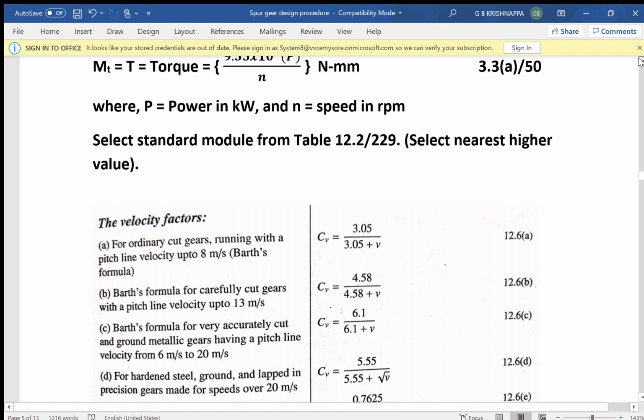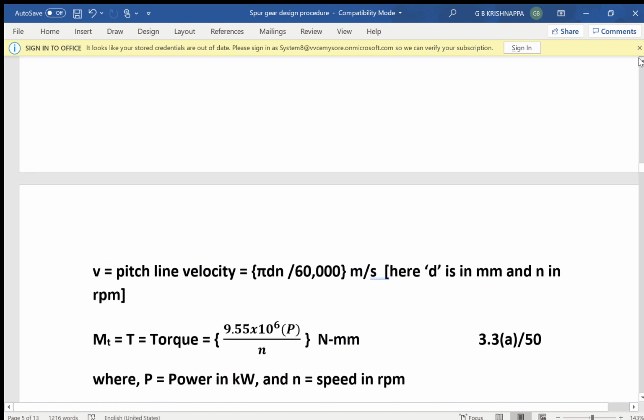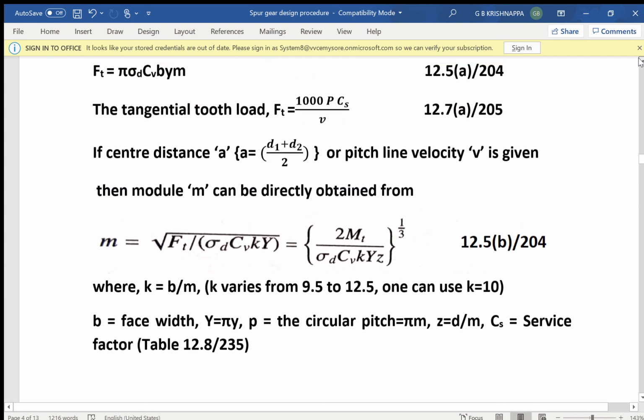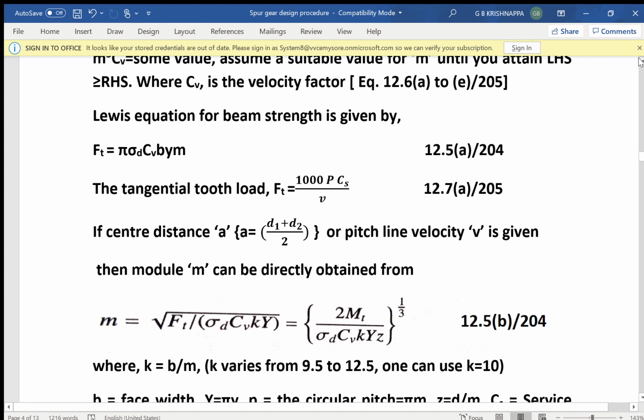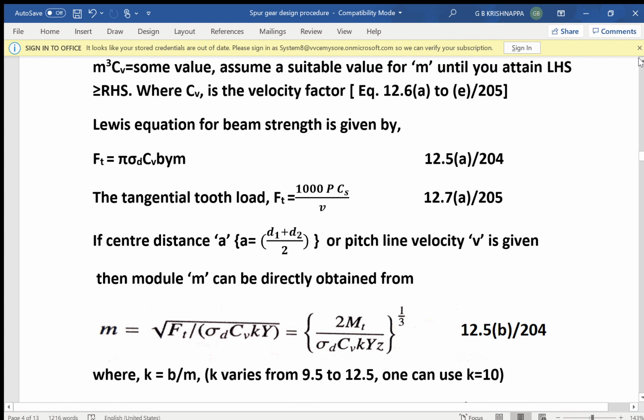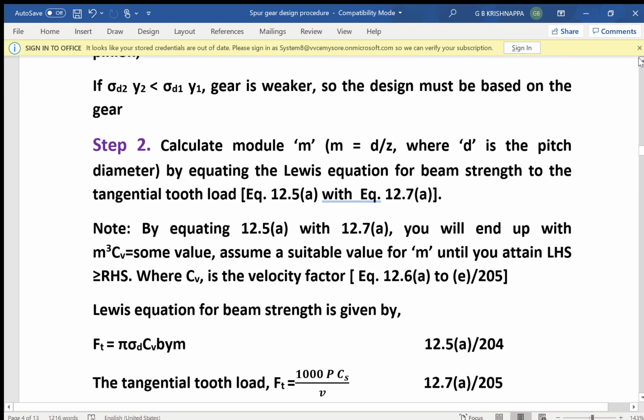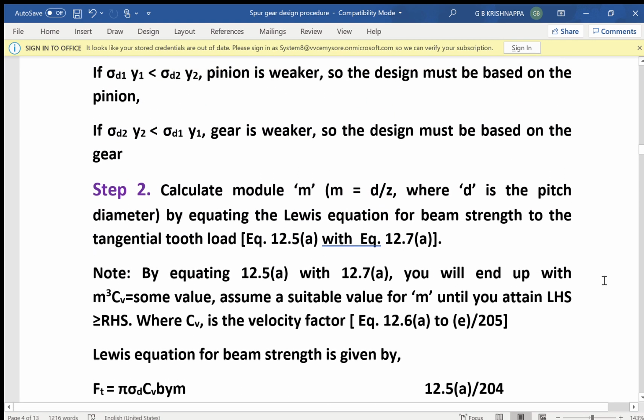The advantage of this comprehensive design procedure that I am proposing is that one can solve problems without referring to the design data handbook. This design procedure is mainly for students under VTU, Visvesvaraya Technological University.